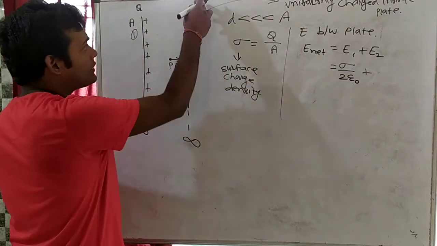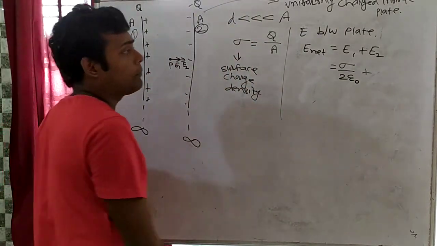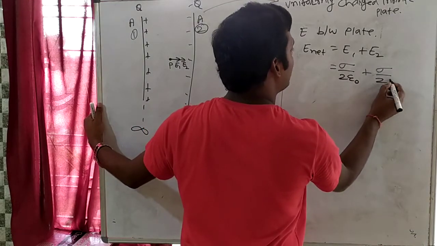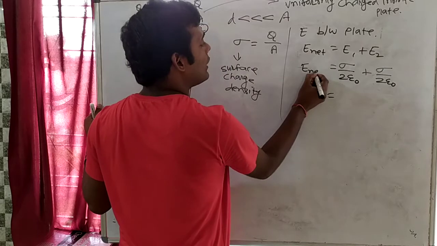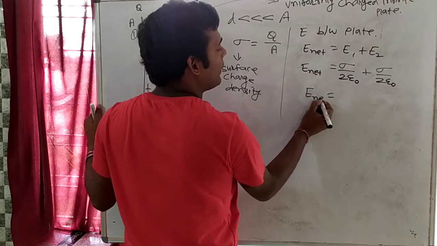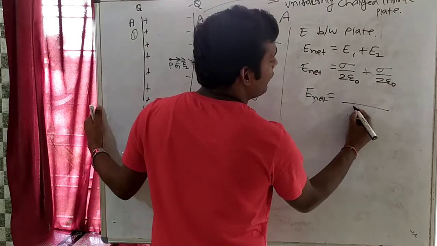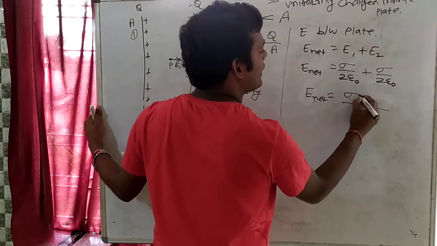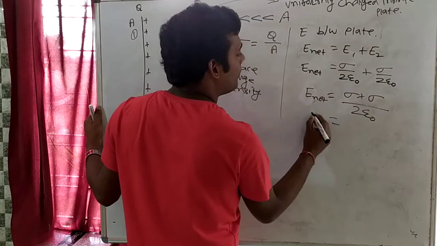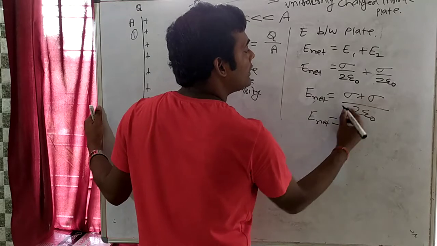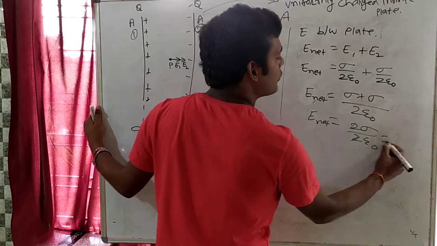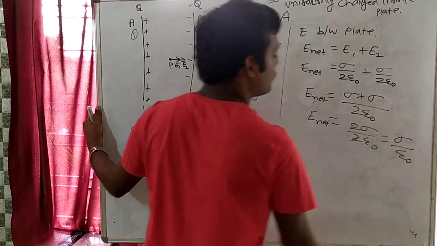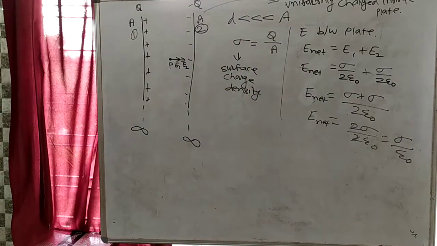And the electric field due to the second plate, which is also a uniformly charged infinite plate, will also be sigma by 2 epsilon naught. So what will be the net electric field? The LCM will be 2 epsilon naught, and the numerator will be sigma plus sigma. So E net will be 2 sigma by 2 epsilon naught. The 2 and 2 cancel, so the net electric field will be sigma by epsilon naught.